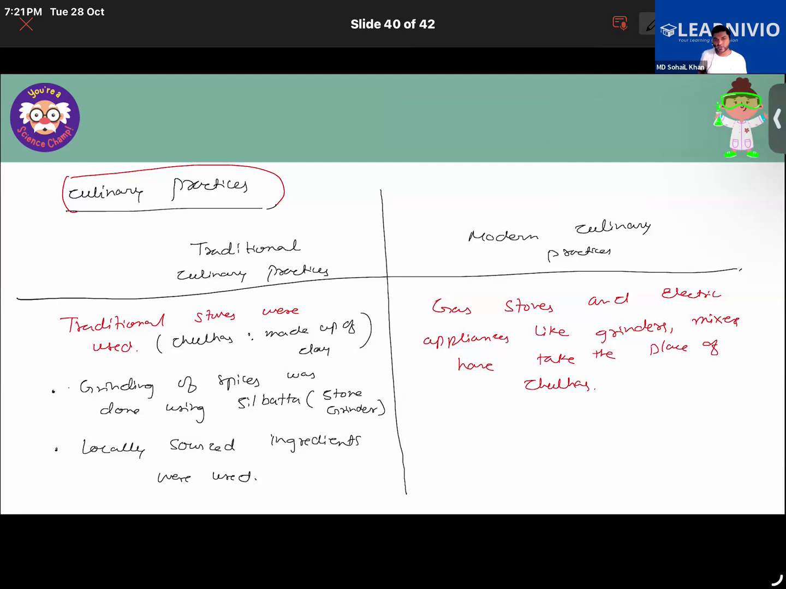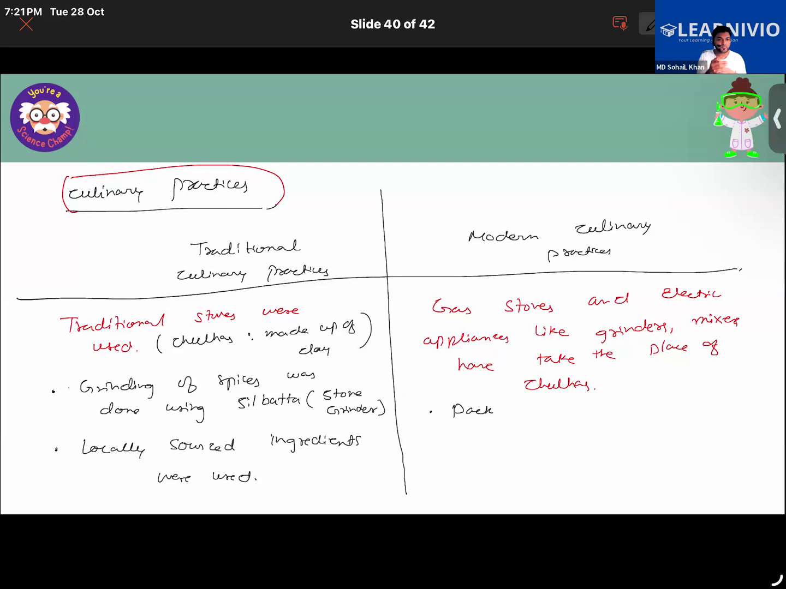Further, we see that packaged and processed food items are more easily available and widely used. Today we see that packaged spices and different kinds of packaged food items are available. They are unhealthy, they are bad for health, because the packets last many days. They contain chemical preservatives in them.